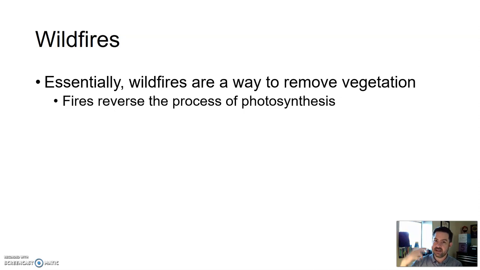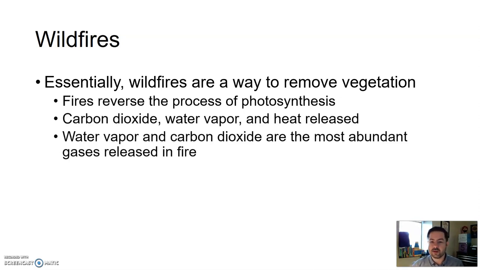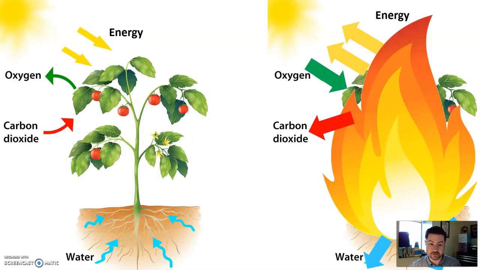Instead of plants taking in energy, wildfires give off energy, heat. Instead of taking in carbon dioxide like plants do, when wildfires burn the plants, it releases that carbon dioxide back out into the atmosphere. And instead of taking water in like plants do, it actually causes water vapor to be released. Water vapor and carbon dioxide are the most abundant gases released in fires. So again, energy in, carbon dioxide in, water in, oxygen out. That's how photosynthesis works.